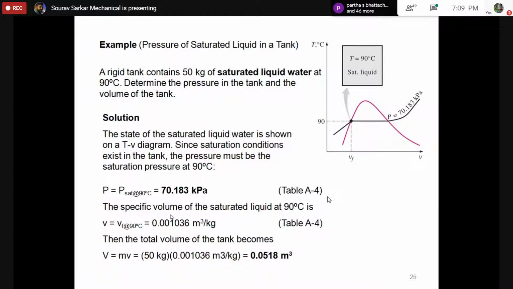A rigid tank contains 50 kg of saturated liquid water at 90 degrees Celsius. So it is trying to say that it is less than 1 atmosphere. Less than what atmosphere, exactly? Because they have mentioned that it is saturated, that means it is about to boil. So that means it has already reached the boiling point. We know that at 1 atmosphere pressure, it cannot reach the boiling point, it will be 10 degrees lesser than the boiling point. So it has already reached the boiling point at 90 degrees Celsius. So what will be its pressure? It will be the 90 degrees Celsius saturation temperature.